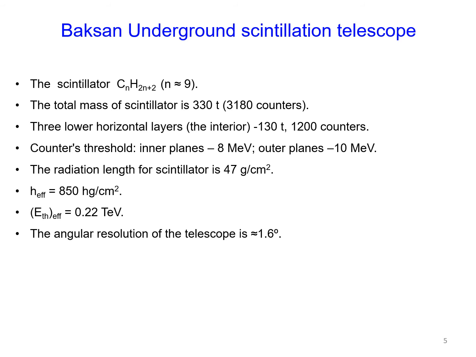The radiation length for scintillator is 47 gram per square centimeter. The effective depth of the telescope is about 850 meters of water equivalent. The energy threshold for muons is about 220 GeV, and the angular resolution of the telescope is 1.6 degrees.